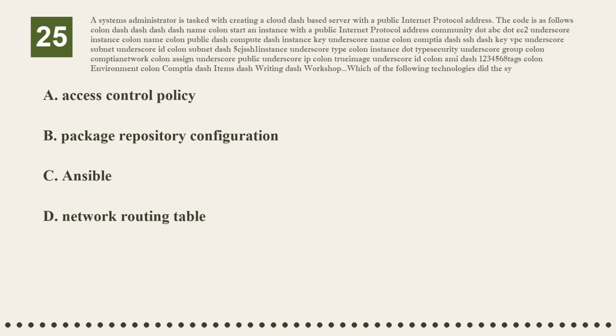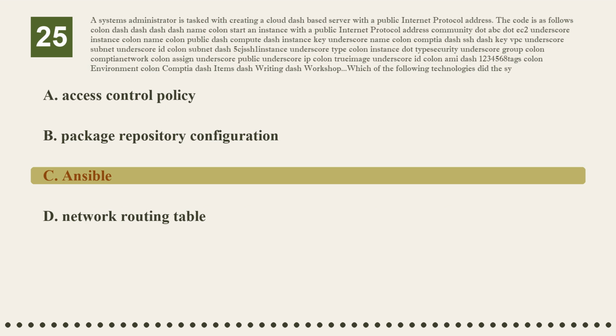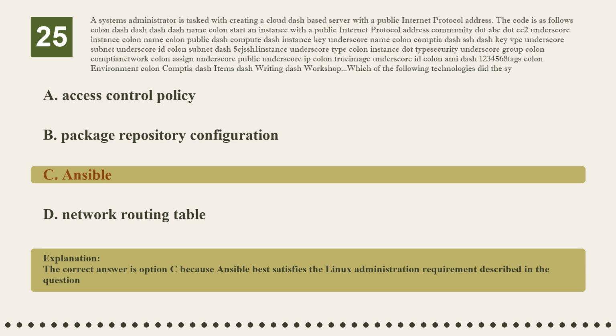Which of the following technologies did the systems administrator use? Option A, access control policy. Option B, package repository configuration. Option C, Ansible. Option D, network routing table. The correct answer is option C, Ansible. The correct answer is option C because Ansible best satisfies the Linux administration requirement described in the question.